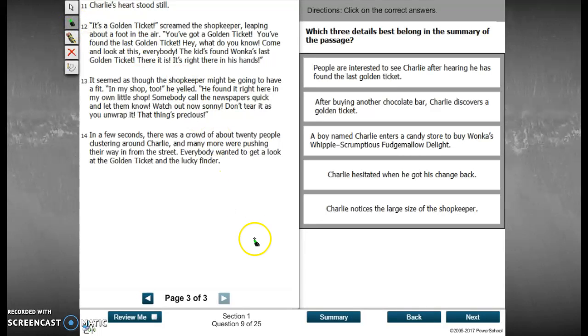Right, so number 9, this was a tough one. A lot of people missed it. And automatically when it's a TEI, you need to make sure you slow down and really look at it. Directions, click on the correct answers. So we know there's more than one answer. And it tells us how many: which 3 details best belong in the summary of the passage.